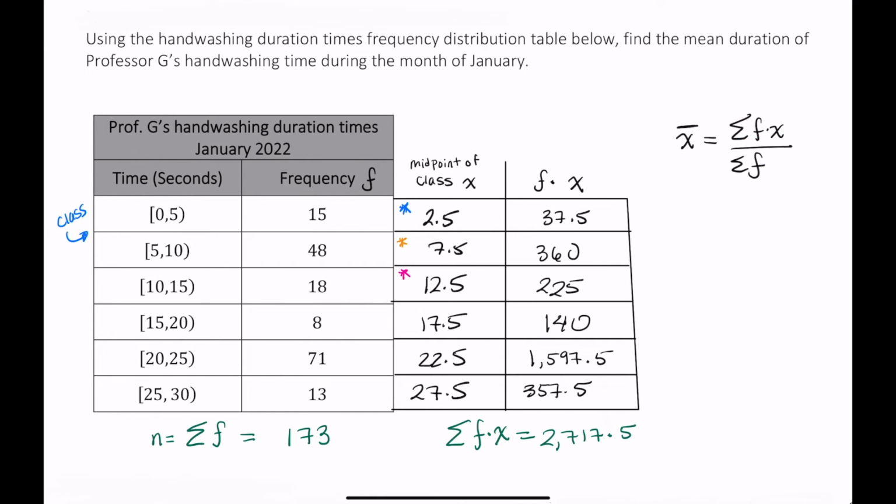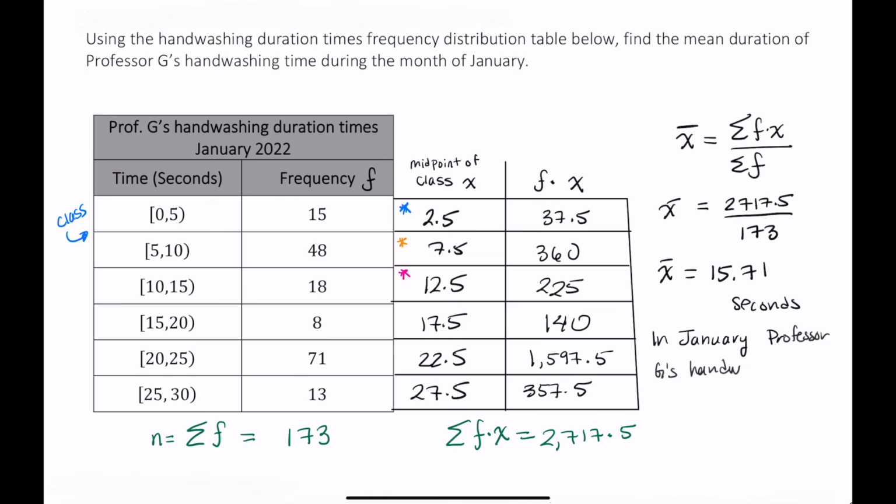Okay, I've made a little more space on my paper here. So we're going to take 2,717.5 and divide that by 173. And we get our mean, our sample mean is about 15.71. Now to interpret this, we'd say in January, Professor G's hand washing duration was about 15.71 seconds. And that's each time I washed my hands.